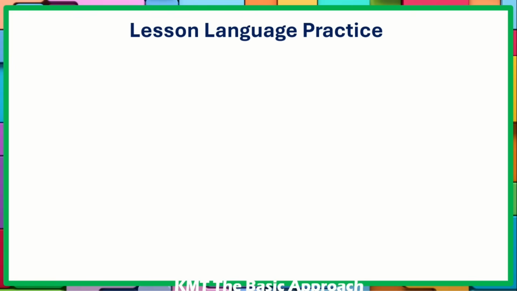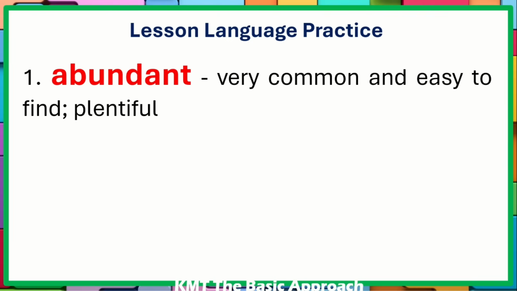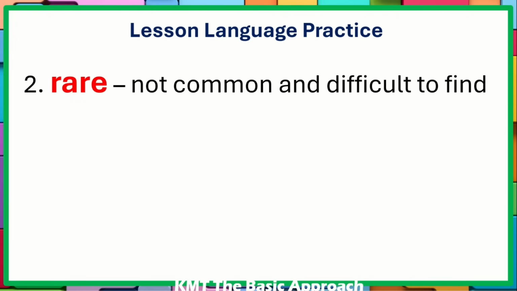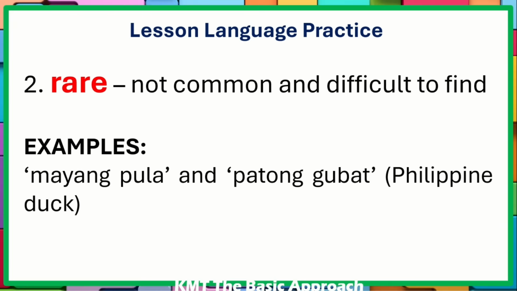Lesson language practice. Number 1, abundant. Very common and easy to find. Plentiful. Examples: seashells if you live near the beach, and rice or coconut or sugar cane if you live inland. Number 2, rare. It means not common and difficult to find. Examples: mayang pula and patong gubat or Philippine duck.